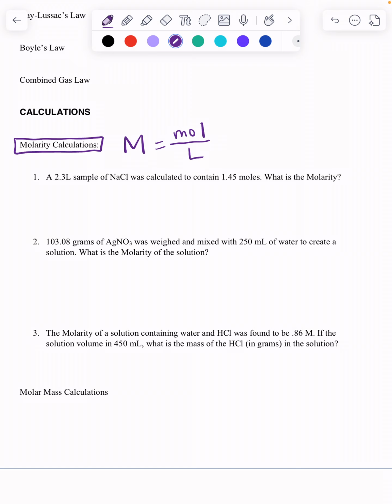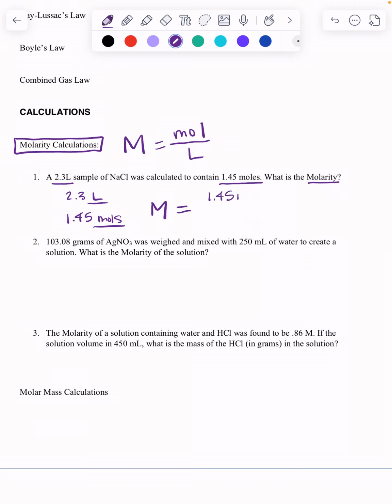So I have a 2.3 liter sample of NaCl was calculated to contain 1.45 moles of NaCl. So what is the molarity? In this case, they are literally just asking for big M. They do already give us 2.3 liters, so I have my liters, and they also give us 1.45 moles. So I'm in the correct units, and now all I have to do is plug this into the equation.